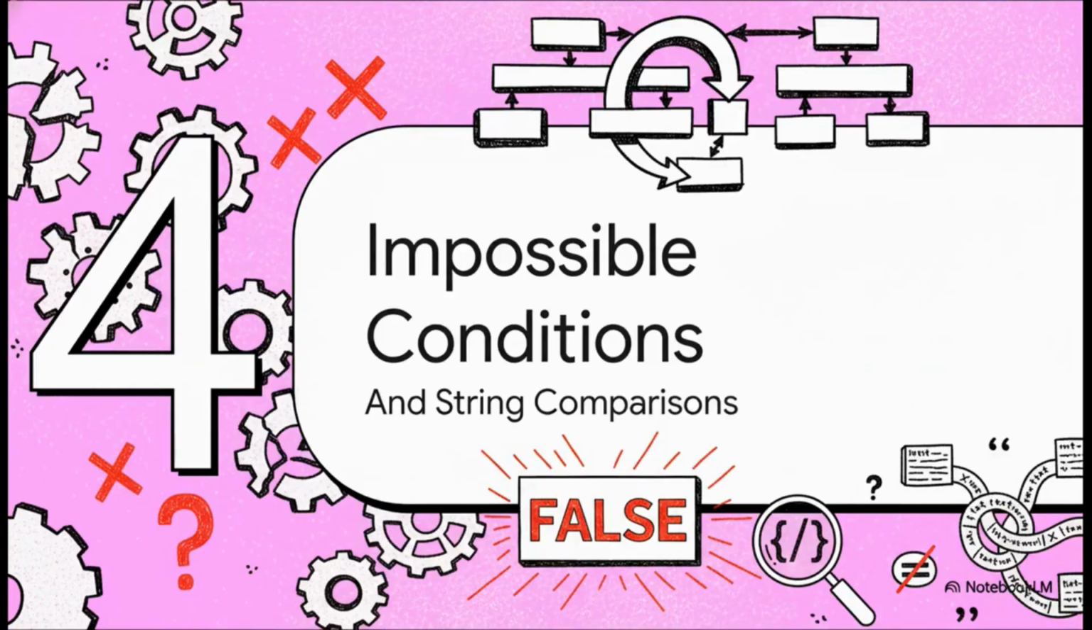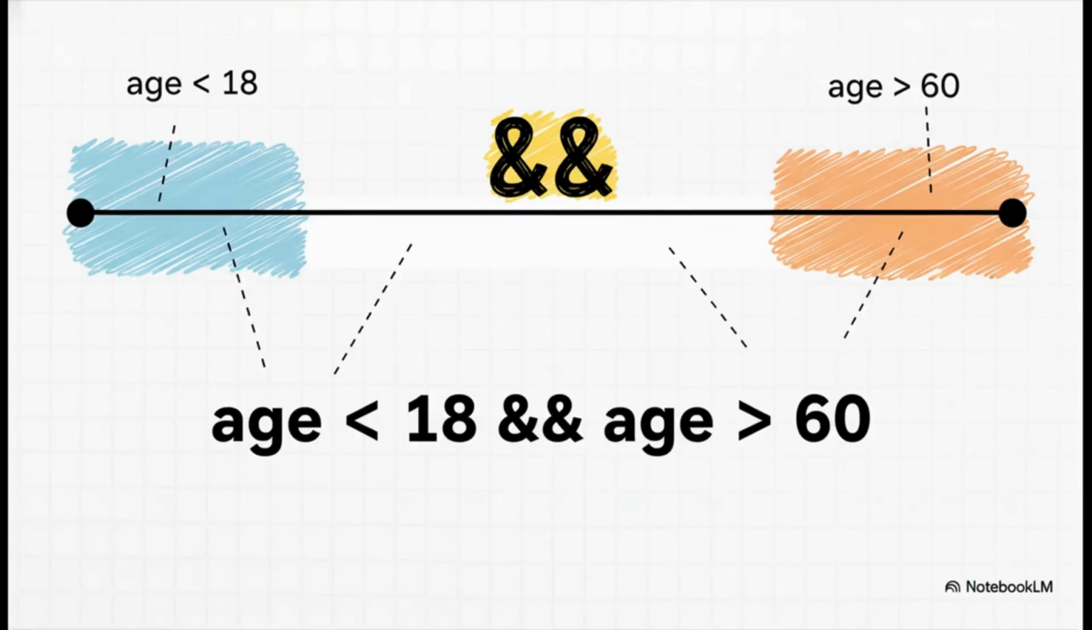Let's crank up the difficulty a little bit. We're going to look at two slightly more advanced traps now, creating logic that can literally never happen, and a really weird quirk with how Java deals with text, which we call strings. Okay, take a look at this. Just read it out loud to yourself. If age is less than 18 and age is greater than 60.